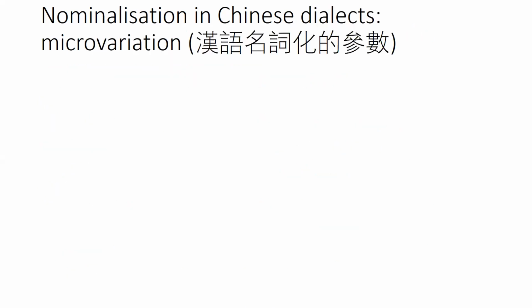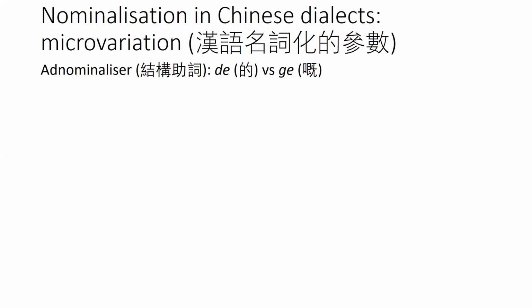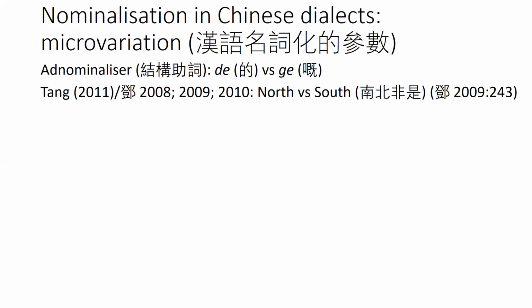Despite these broad similarities, there are some differences, some microvariation between de and ge, between Chinese dialects. For example, people like Tang have argued in several papers that de and ge mainly correspond to the northern and southern divide in the Chinese dialect family. So as he says, 南北非時, the north and southern divide or dichotomy between de and ge respectively.